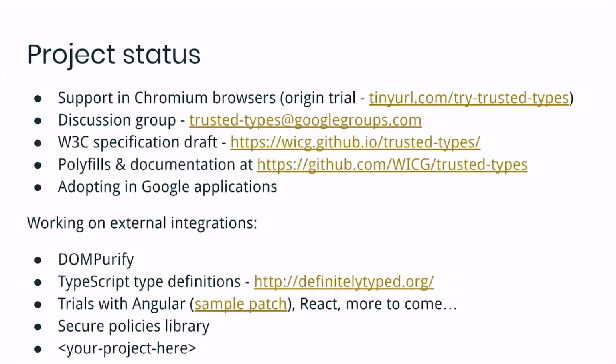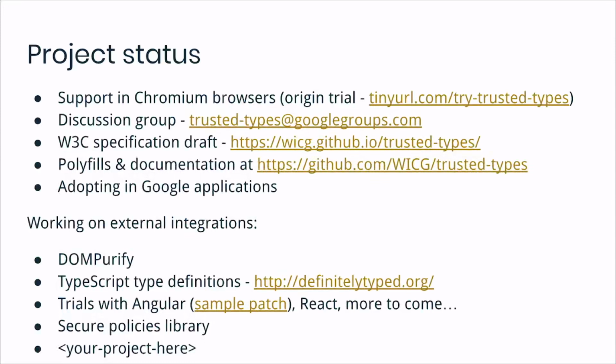Now, what's the project status? This API is available in Chromium browsers. So there's a couple of versions. We add new features, fix new bugs with every iteration. But it's available behind the flag, right? So you need to start Chrome with some command line flags. Unless you apply for the origin trial token, which enables you to test the application on a subset of your traffic, essentially, such that your users do not have to fiddle with the Chrome command line to have access to the API. We have a discussion group. There's a specification draft. There's lots of polyfills, documentation, and issues on our GitHub repository.